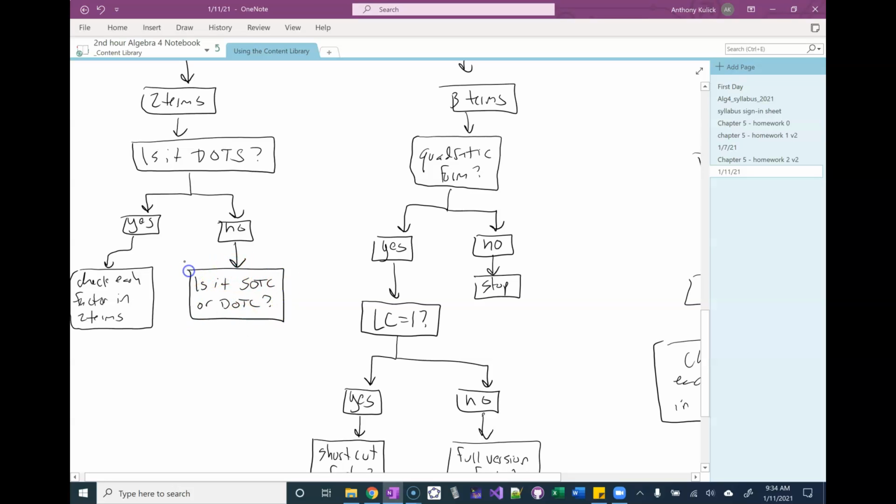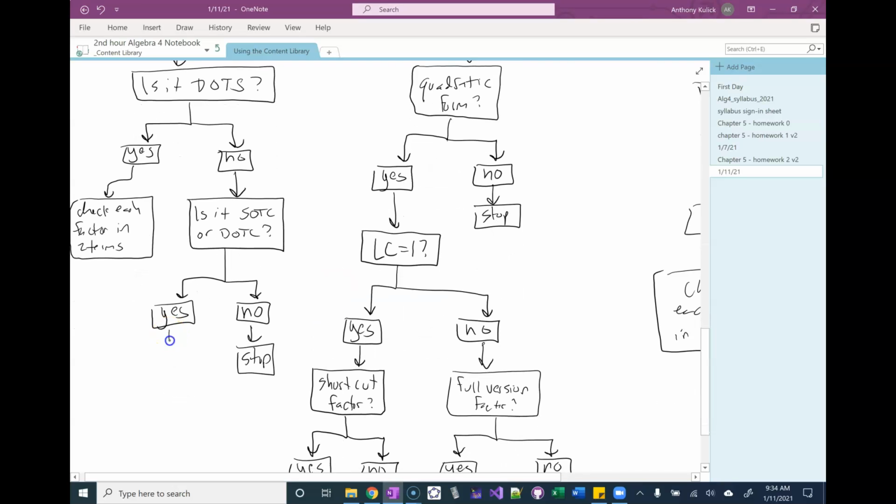then we'd need to check, is it a sum of two cubes or a difference of two cubes? Again, I abbreviated those: SOTC for sum of two cubes, and DOTC for difference of two cubes. In just a moment, I'll explain what those mean, as those are new concepts or new terminology for us.